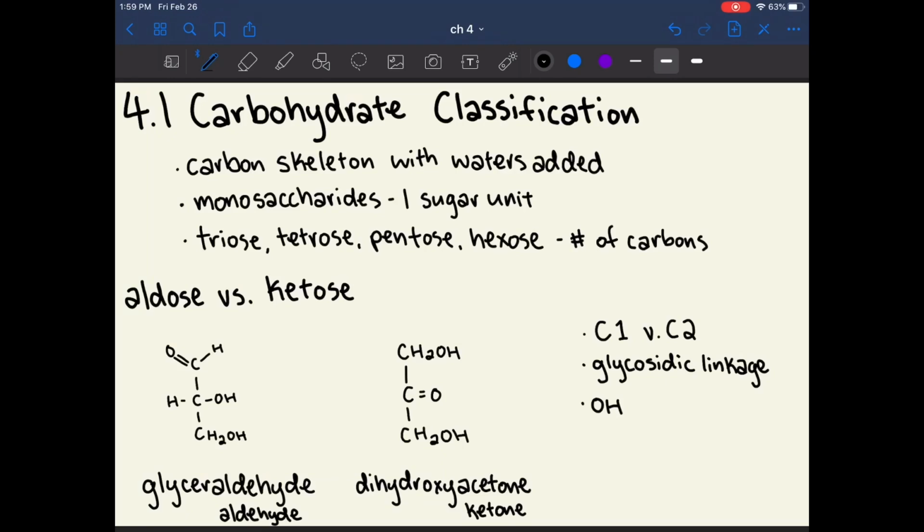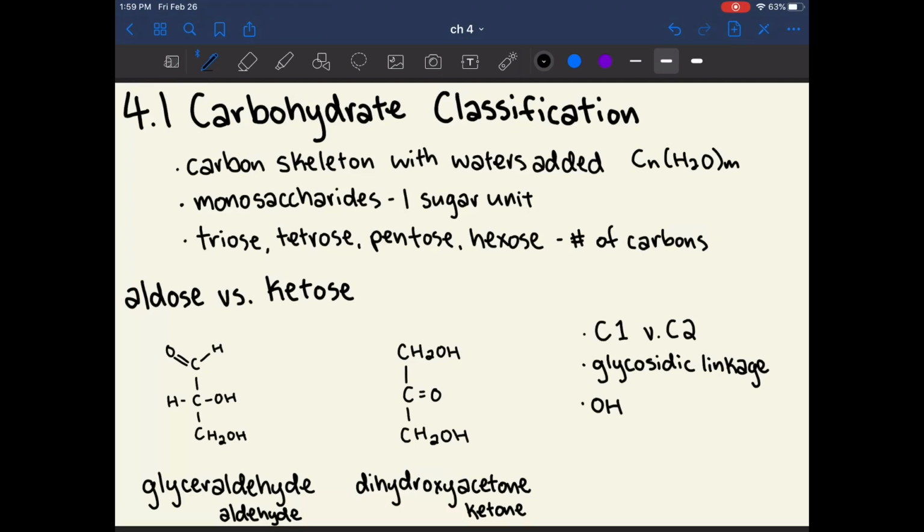Chapter 4.1 is about carbohydrate classification, and carbohydrates are basically carbon skeletons with a certain number of waters added. So for your general carbohydrate, this formula will be CnH2Om, where n and m are integers.